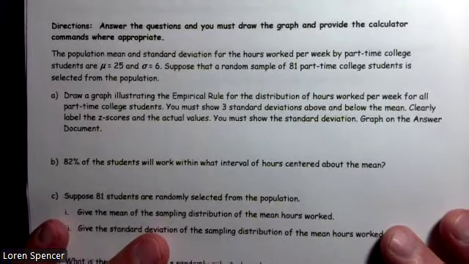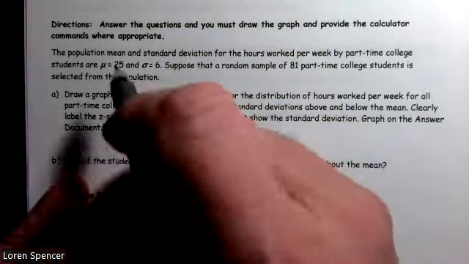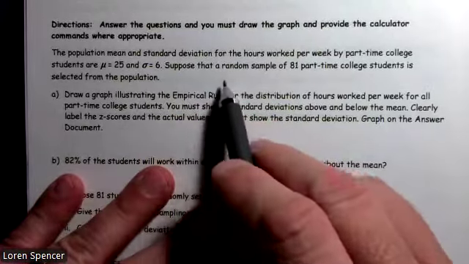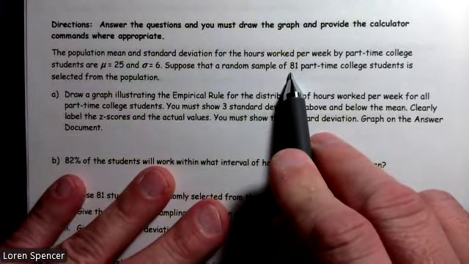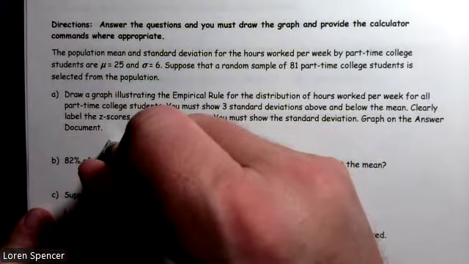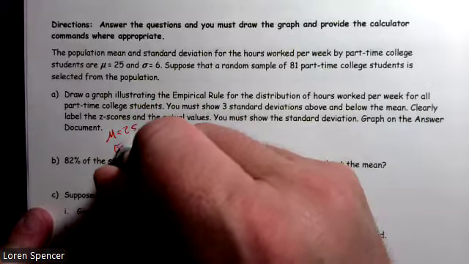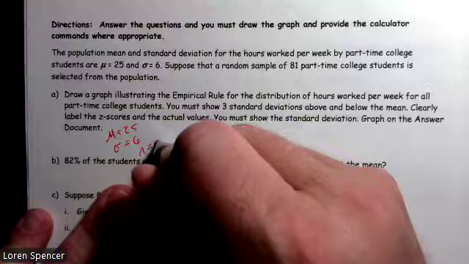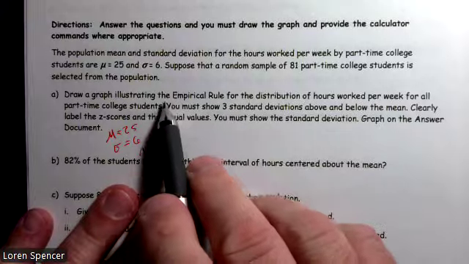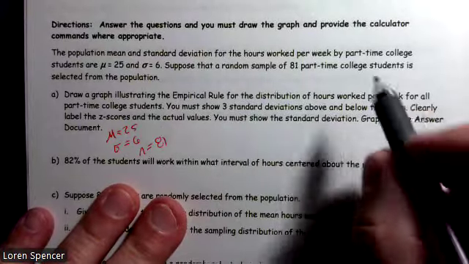The population mean and standard deviation for the hours worked per week by part-time college students are a mean of 25 and a standard deviation of 6. Suppose that a random sample of 81 part-time students is selected from the population. So let's mark this down. We have a mu equal to 25, a standard deviation equal to 6, and a sample size of 81. Draw a graph illustrating the empirical rule for the distribution of hours worked.